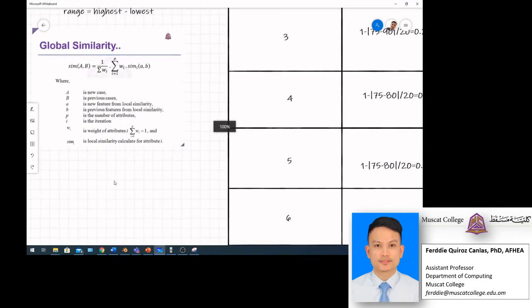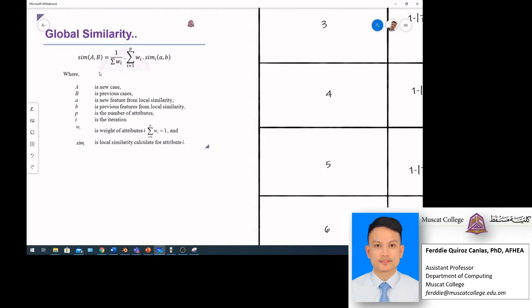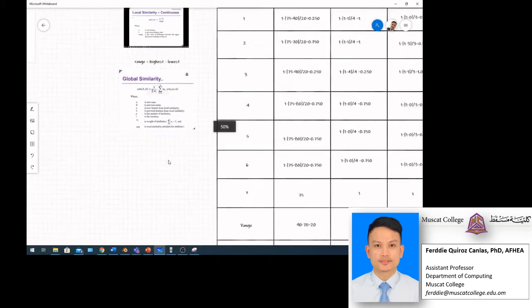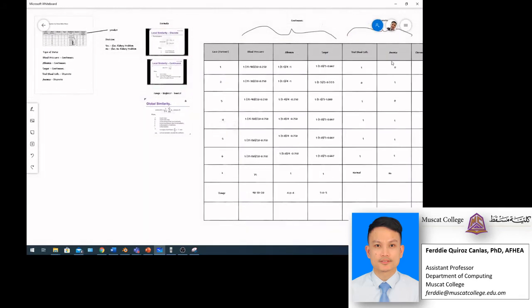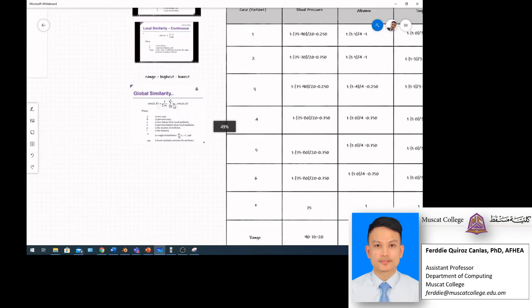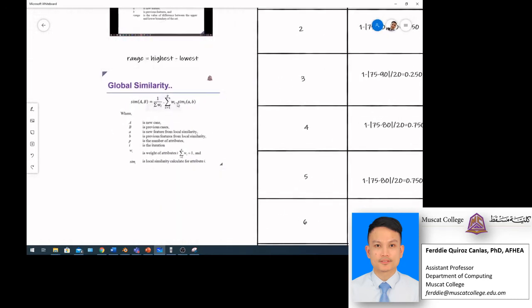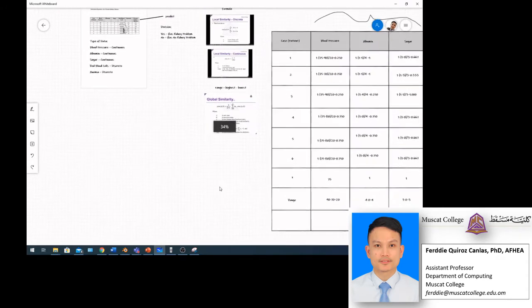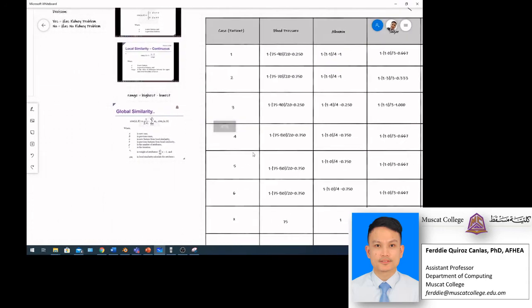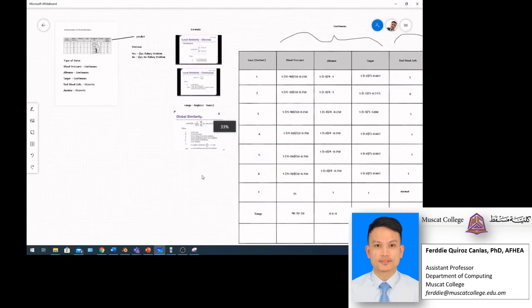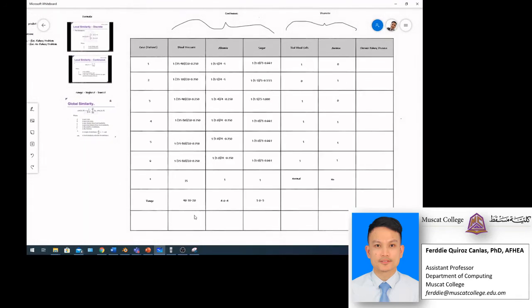So for the global similarity, it says here we just have to get the total of the weights, 1 over the summation of the weights multiplied by the weights multiplied by the similarity of each. Since in our problem we did not specify what the weights of each column are, we don't have to multiply the weight, right? Because automatically all of them will get 1. So we can just simply go with the total weights here.